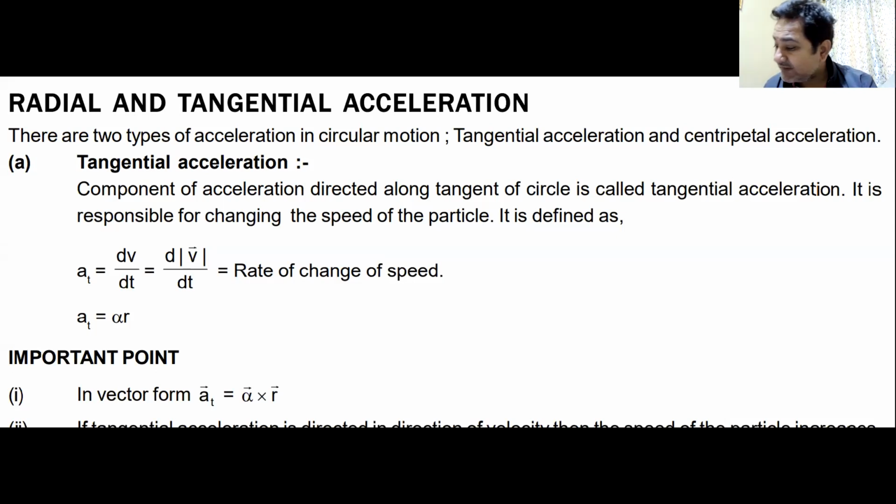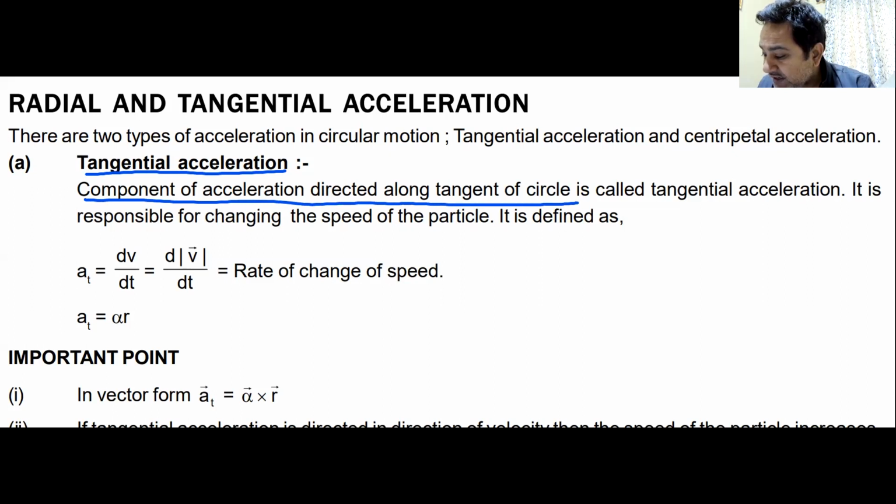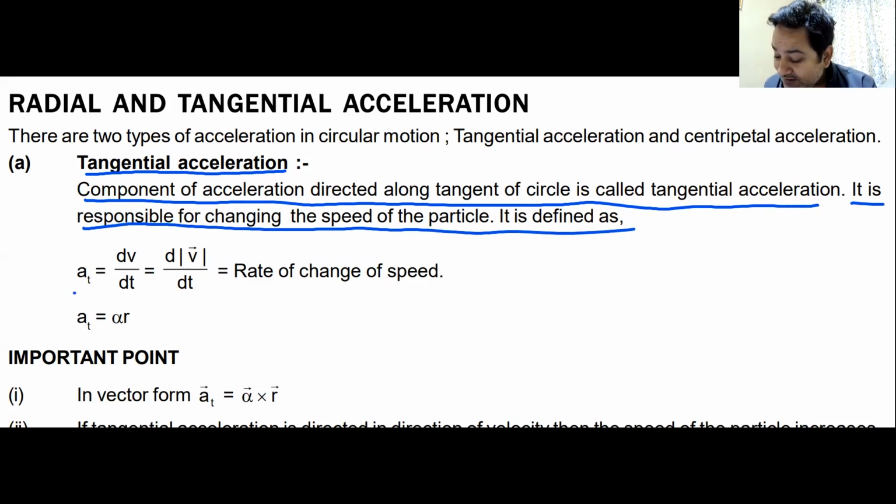What is tangential acceleration? You will note this down from the sheet. The component of acceleration directed along the tangent of the circle is called tangential acceleration. It is responsible for changing the speed of the particle. So I can write AT as dv by dt. Remember, I am not using the vector sign here, I am using the scalar sign. That means Vt becomes the magnitude of tangential velocity, which is speed, tangential speed.